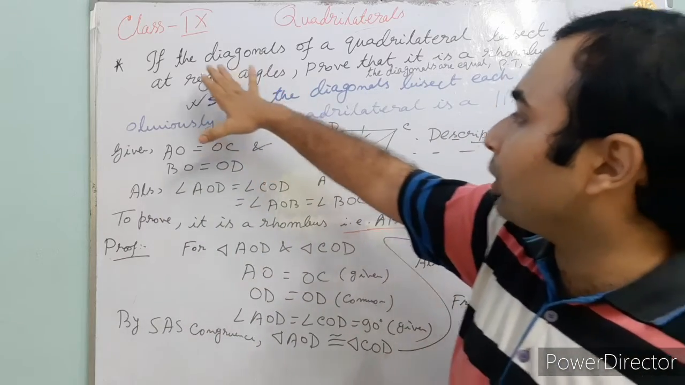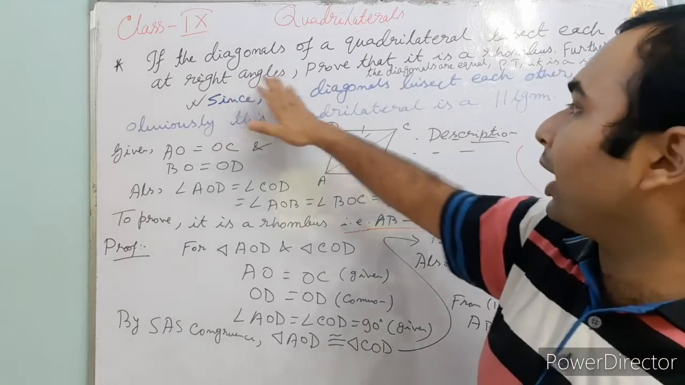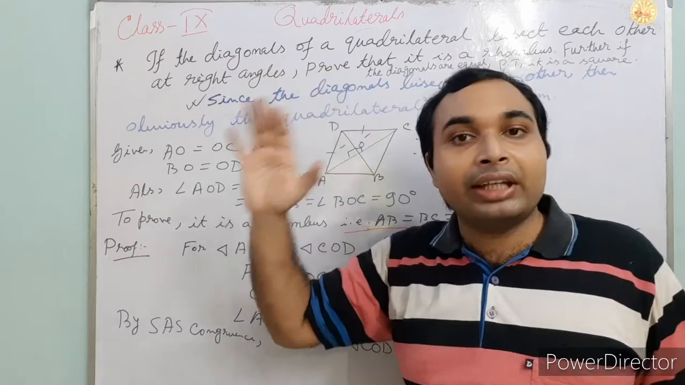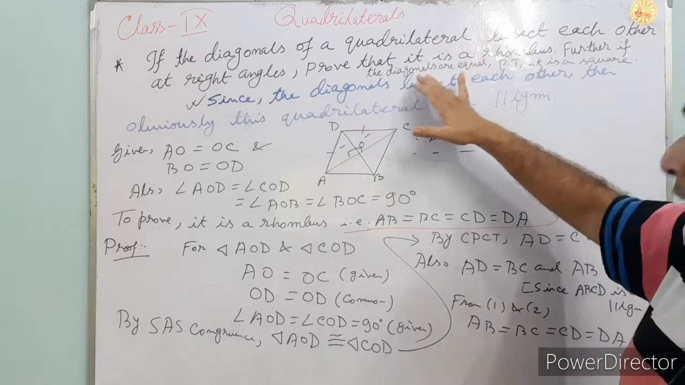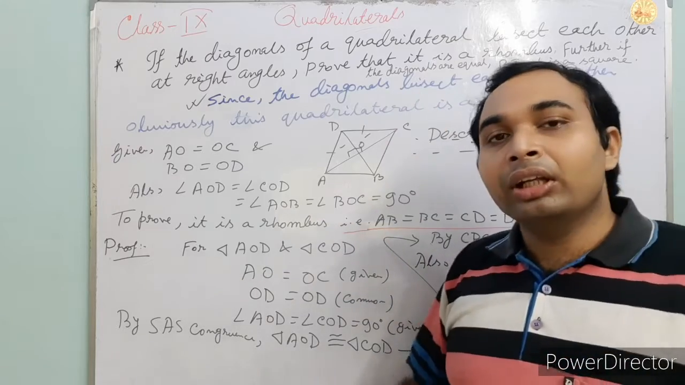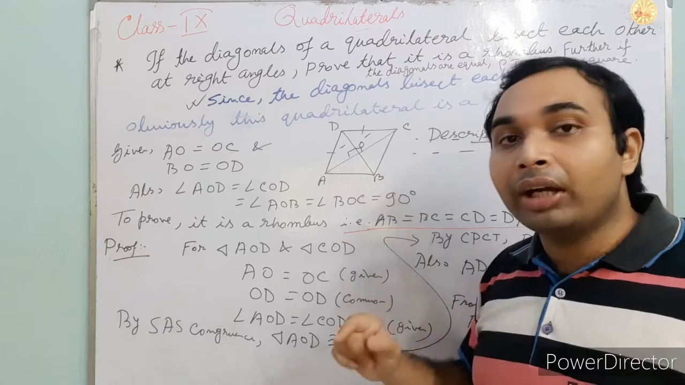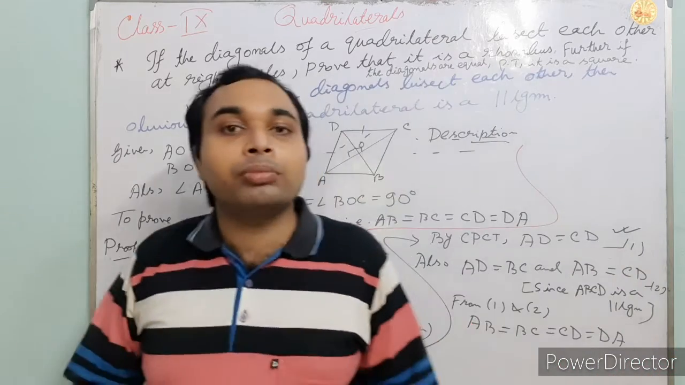Previously what was written is: if the diagonals of a quadrilateral bisect each other at right angles, prove that it is a rhombus. Up to this, the diagonals were not said to be equal. But here I am saying that now consider the diagonals are equal, then prove that this quadrilateral is a square now. Not only the rhombus, it is a square. So what's the definition of the square?